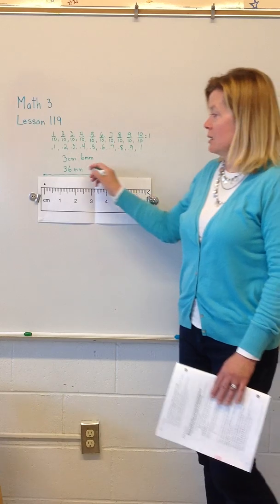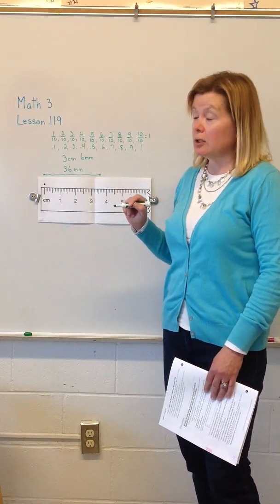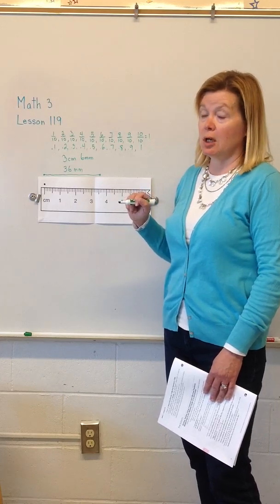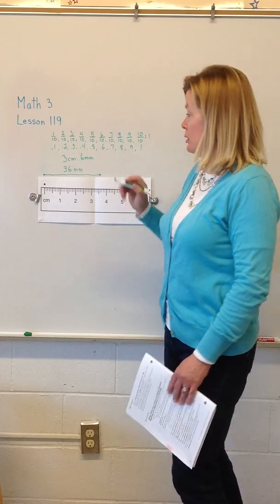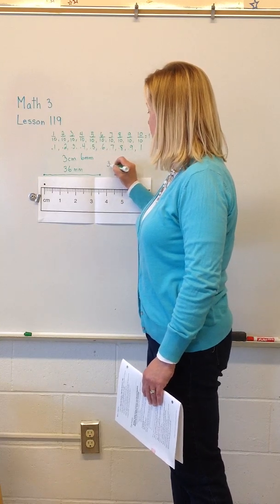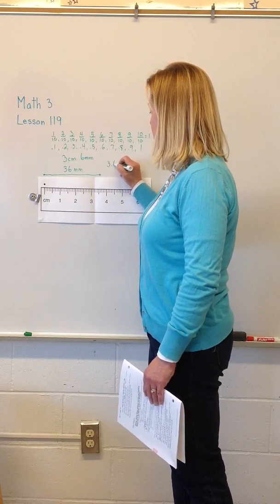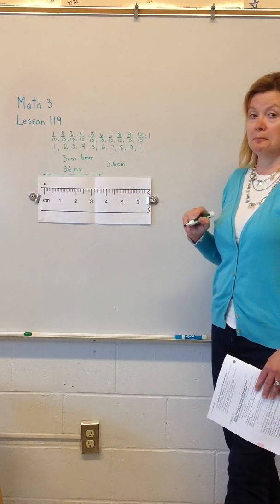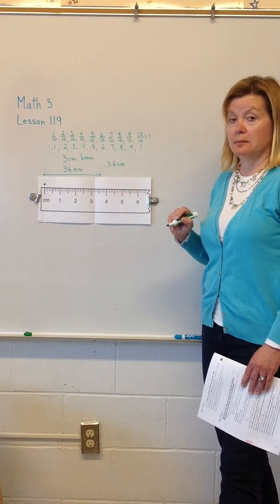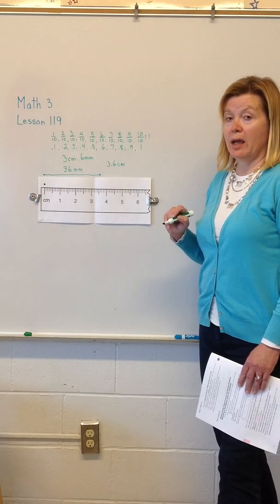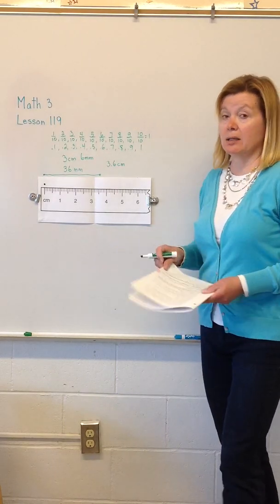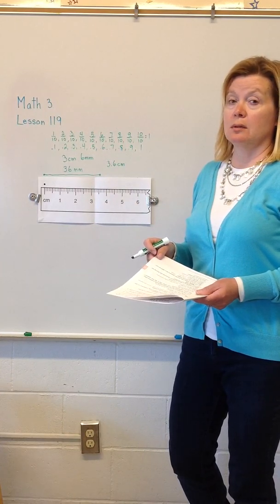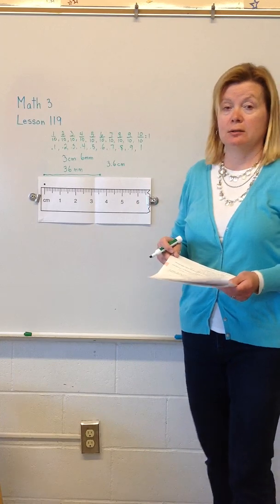Alright, so we said that it was 36 millimeters long. We said that it's 3 centimeters and 6 millimeters long. To write it with the decimal, it would look like this. 3.6 centimeters. That's how we would do it. You have, I believe, Master 119. So could you get that out, please? And pause it right here.